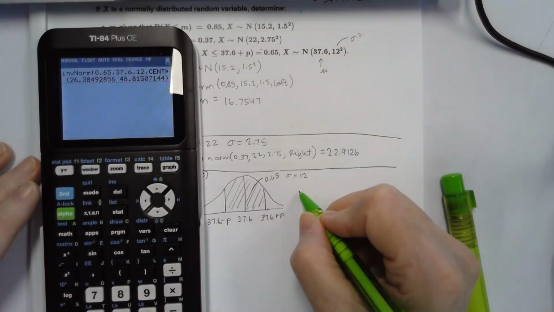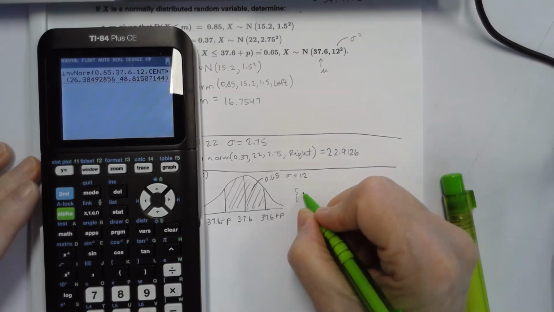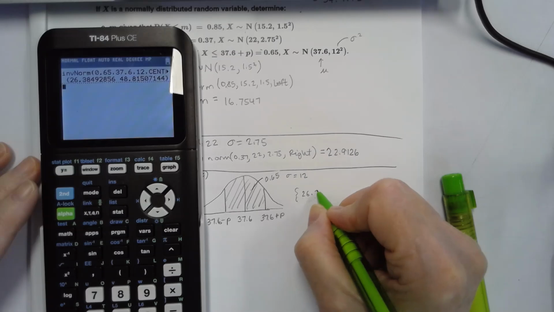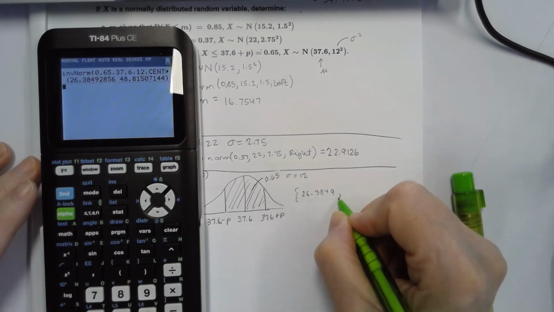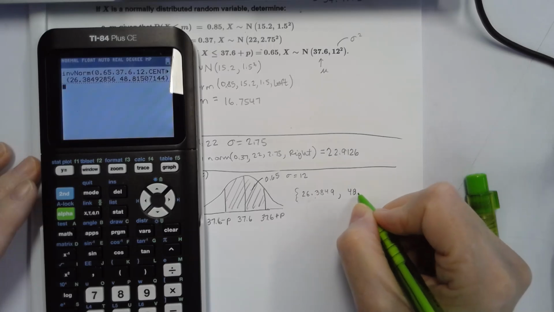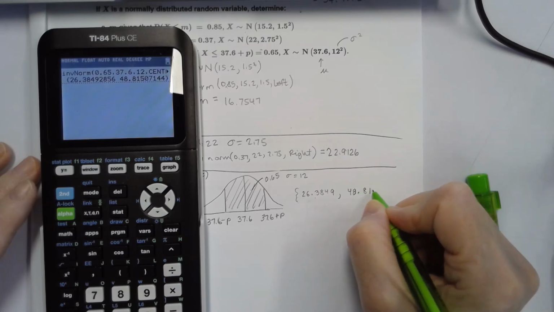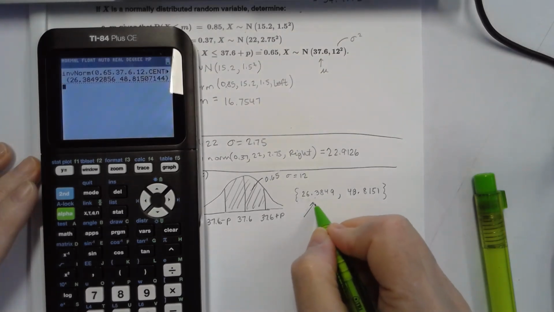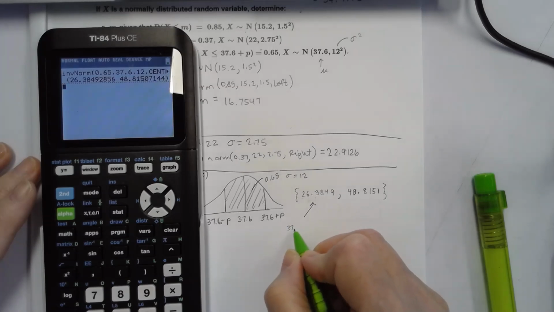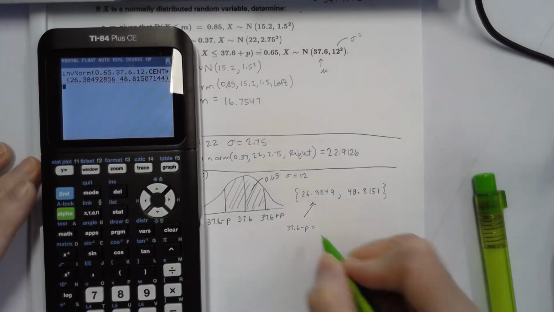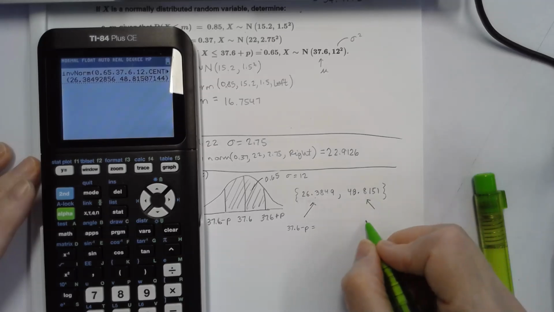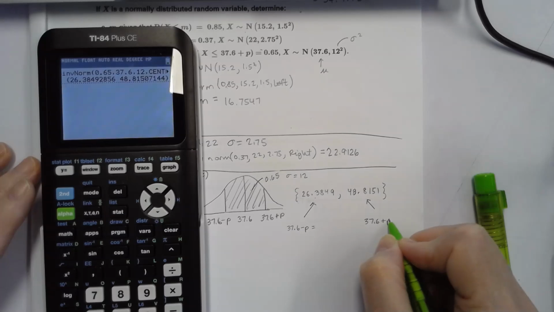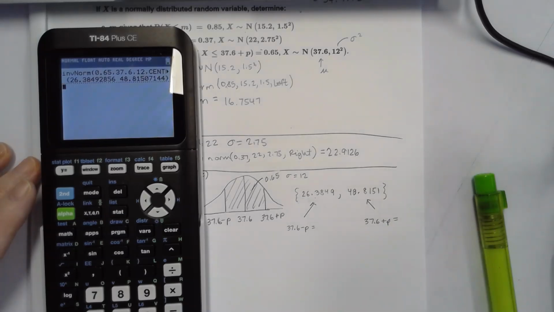And then it gives me these two values. This is going to happen another time really soon, next week. Okay. I'm going to get those two values. And this one is what 37.6 minus p equals. And this one is what 37.6 plus p equals. So how are you going to find out what p is?